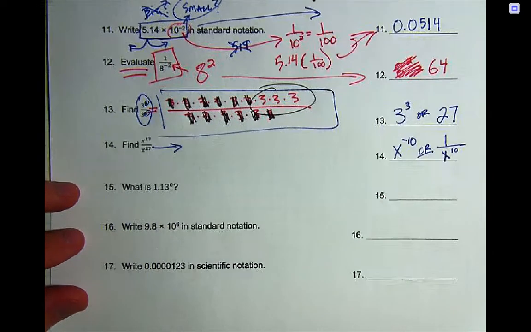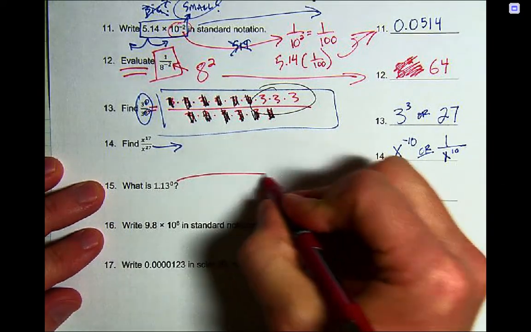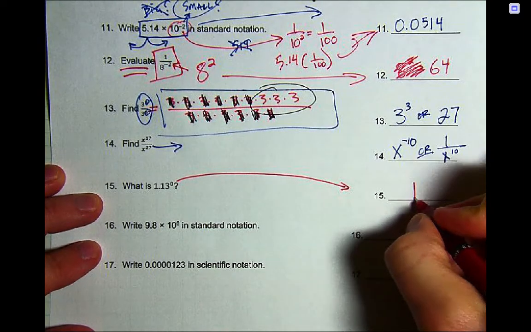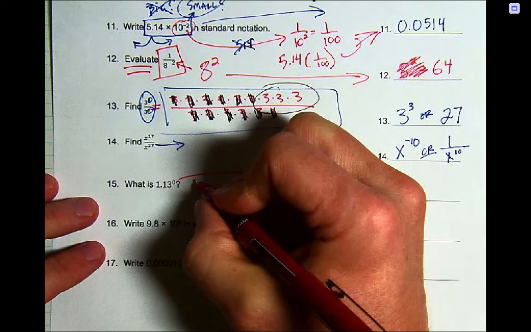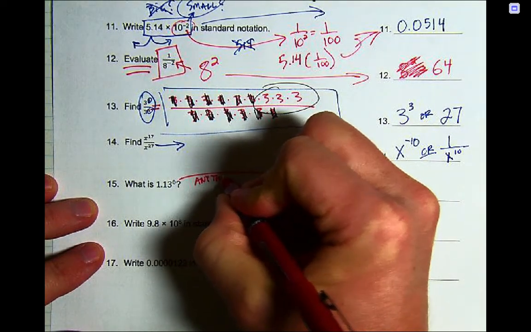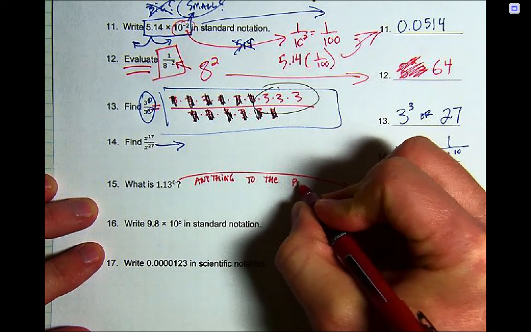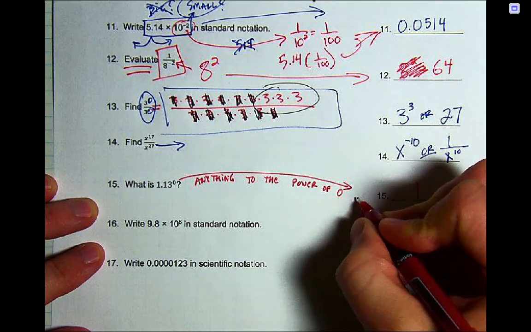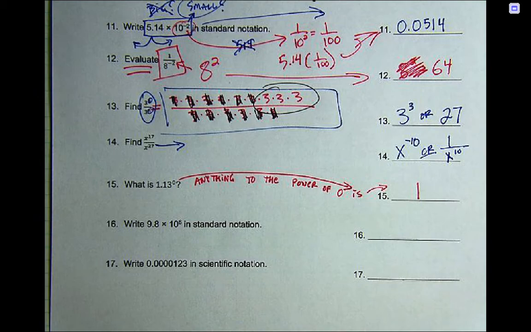Number 15, what is this to the zero power? Oh, wait a second. What's anything to the zero power? Freebie. All you got to do is remember the rule. Anything to the power of zero is always going to come out to one, every time.